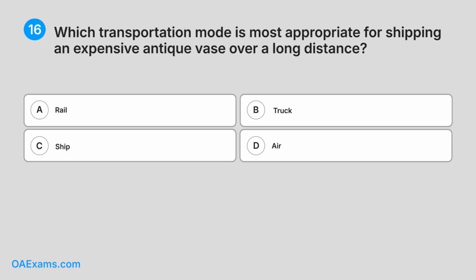16. Which transportation mode is most appropriate for shipping an expensive antique vase over a long distance? A. Rail. B. Truck. C. Ship. D. Air. Do you know the answer?